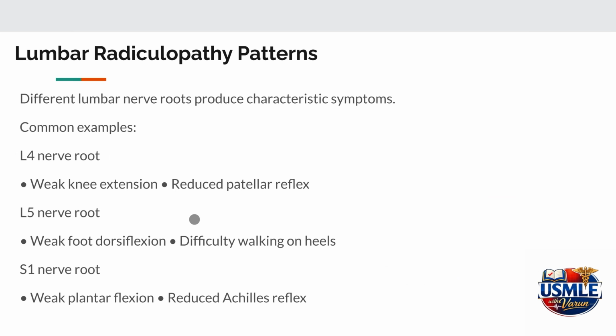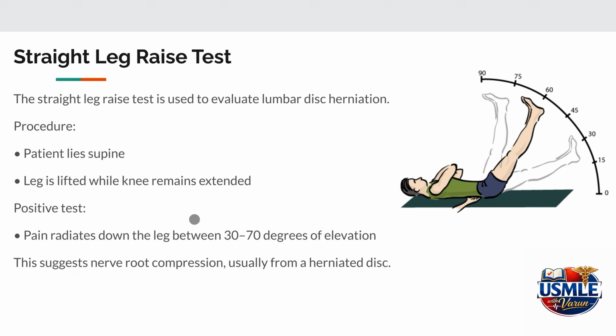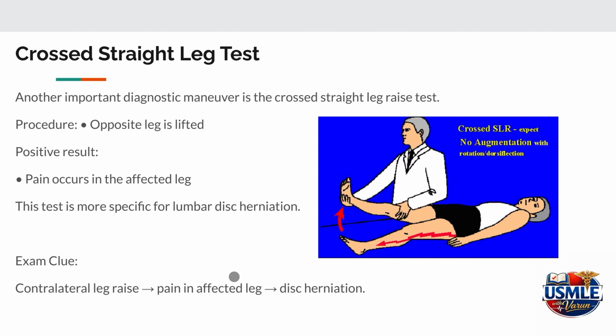Whenever pain is present on elevation at a level of 30 to 70 degrees, this might suggest nerve root compression, usually after a disc herniation. The crossed straight leg test is another diagnostic maneuver used in evaluating disc herniation. In this test, the examiner raises the unaffected leg. If this movement produces pain in the affected leg, then the test is considered positive. This test is more specific for lumbar disc herniation and might strongly suggest nerve root compression.